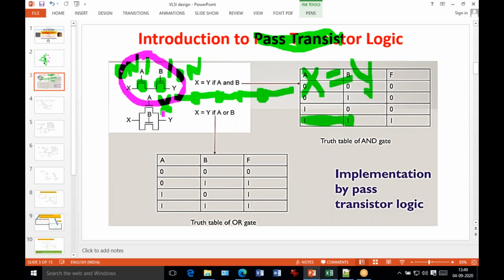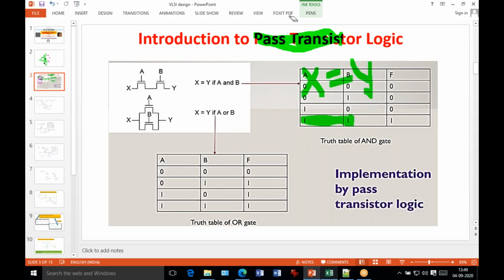But here in the second circuit, this is very interesting. I will discuss this one also. So now we take another case. Suppose I take some other combination. Here suppose that A is 0 and B is 1.